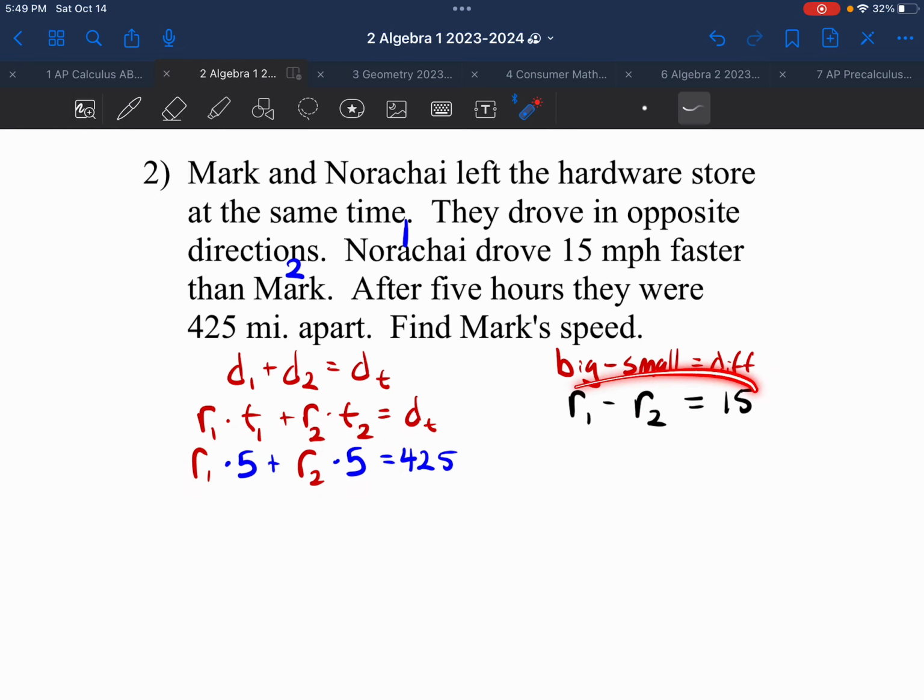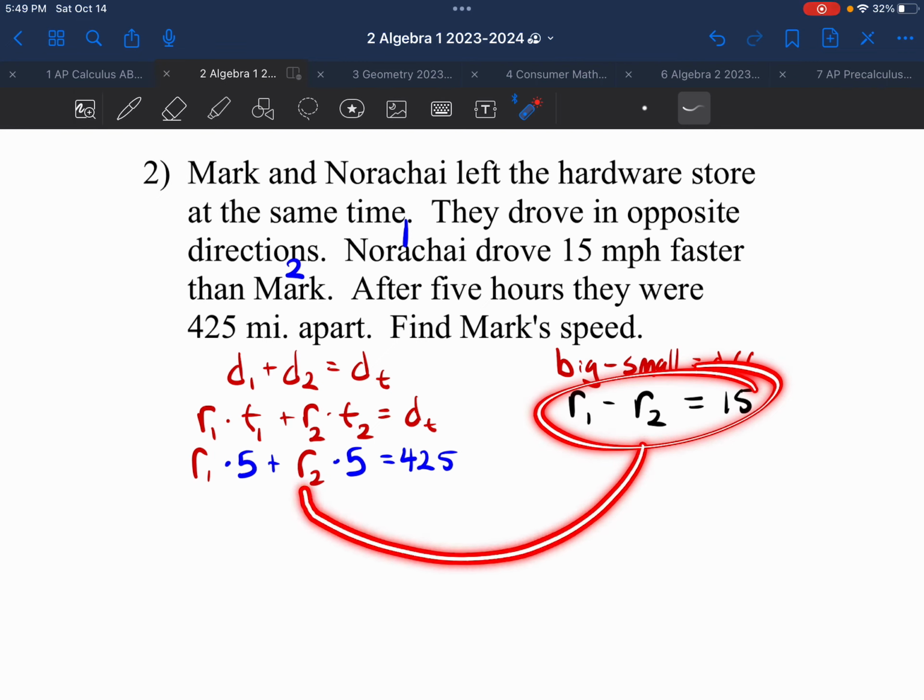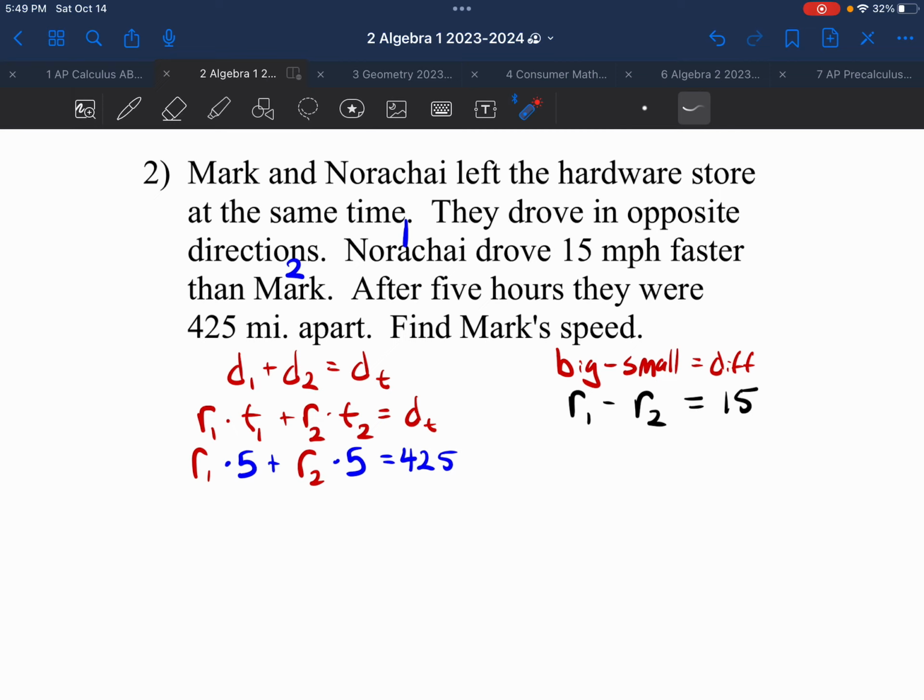I'm going to somehow use this first equation and substitute in for either R2 or R1. And it doesn't really matter which one I choose, but because the question is asking me to find Mark's speed, remember Mark is number 2, it would be really helpful for me to solve for R1, the other one, because that's the one that'll cancel out. You don't have to do it this way, and I can prove maybe in a future question that it doesn't matter, but to go as fast as possible, this is Mark's speed, and I'm going to solve for the other person's speed, Noriachi's speed.